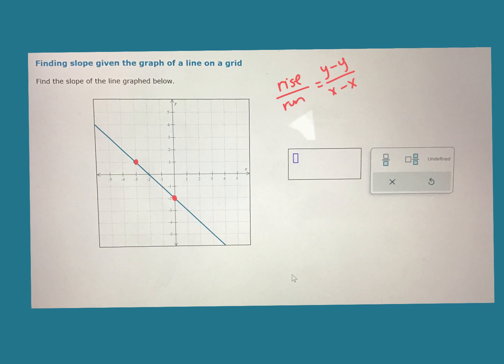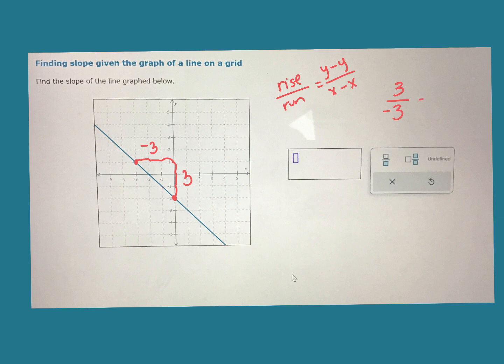So I'm going to choose to start here, and we're going to rise first. So I need to rise till I'm even with the other point. So that's 1, 2, 3. So I have to rise 3, and then I have to run 1, 2, 3. I'm running 3, except left and down are negative. So I went left, so that's actually a negative 3. So I rose 3, I ran negative 3.